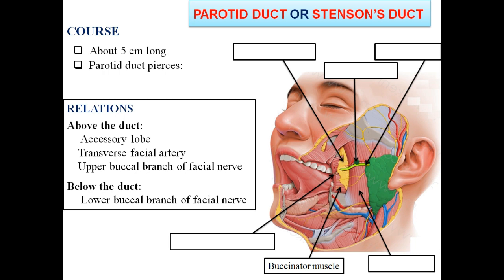Parotid duct, also called Stenson duct. Here we can see the masseter muscle, accessory lobe of the parotid gland, parotid duct, buccal pad of fat, and buccinator muscle. See the structures.